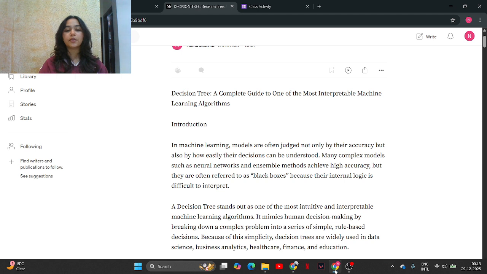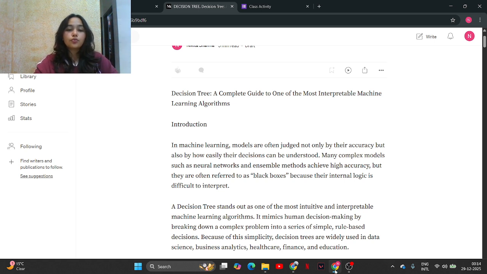Number 2 is entropy. Entropy measures the uncertainty or randomness in the data. Entropy equal to 0 means no uncertainty. Higher entropy means more mixed classes. Information gain. Information gain tells us how much uncertainty is reduced after a split. Higher information gain means a better split. This is used in algorithms like ID3 and C4.5.